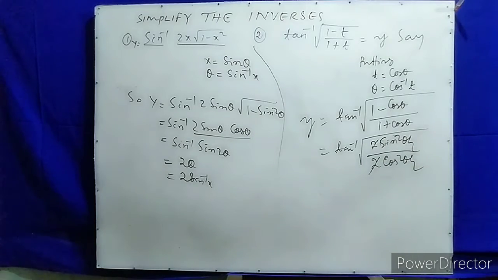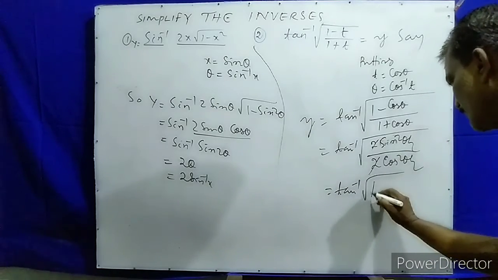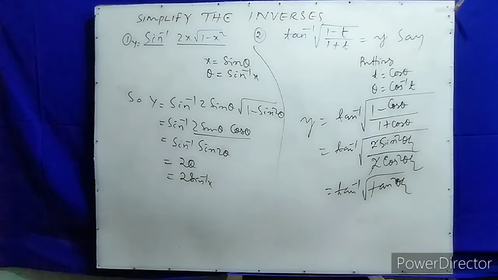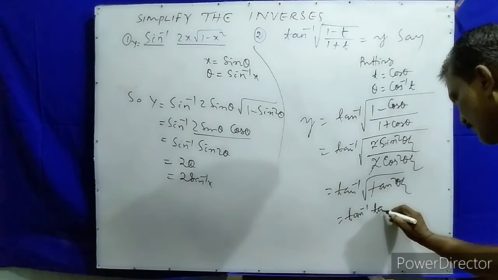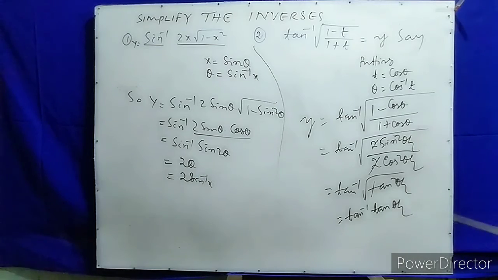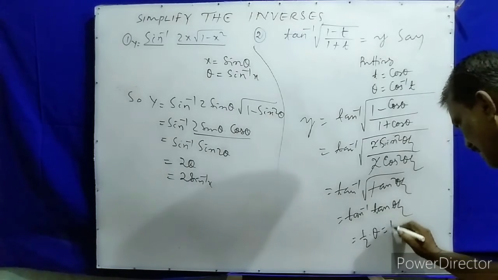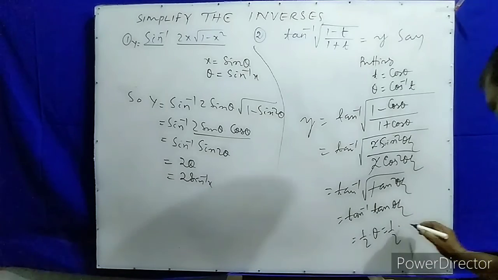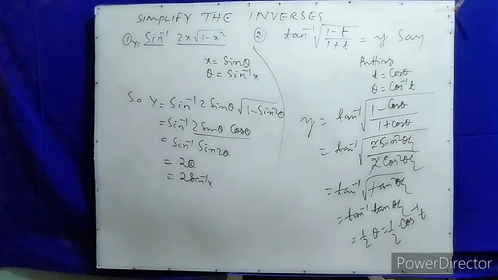Here 2 will get cut. Here sin square by cos square equal to tan square. Tan inverse root over tan square theta by 2. Here root over tan square will cut, then we get tan inverse tan theta by 2. Here tan and tan inverse will cut, then we get half theta. Instead of theta you put cos inverse t. So in this way you solve the problem by using the substitution method.